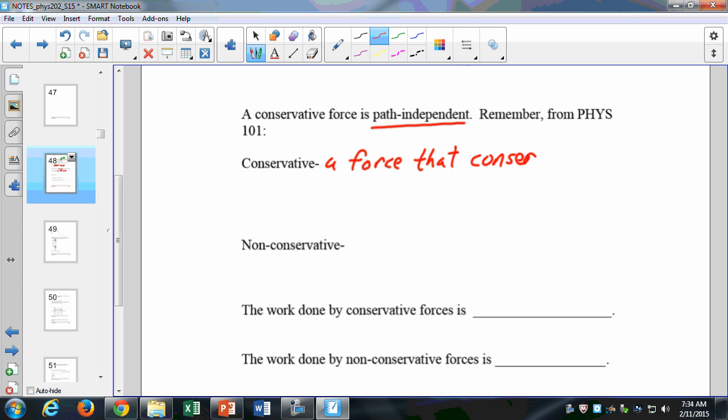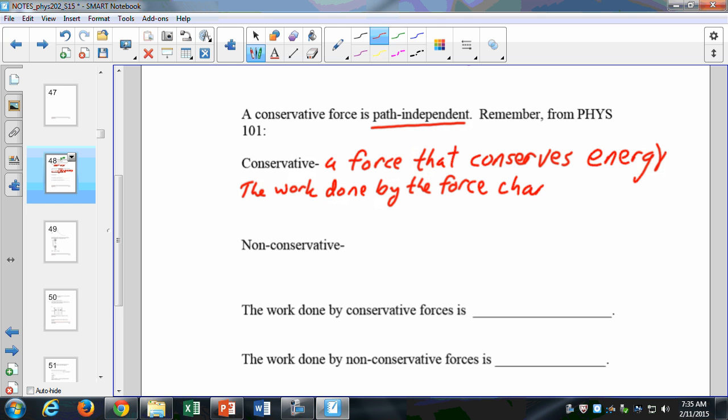You can see a multiple choice answer. We've had these before. Hopefully it'll be a gimme question. A force that conserves energy, the amount of work done by the force changes the energy by the same amount.